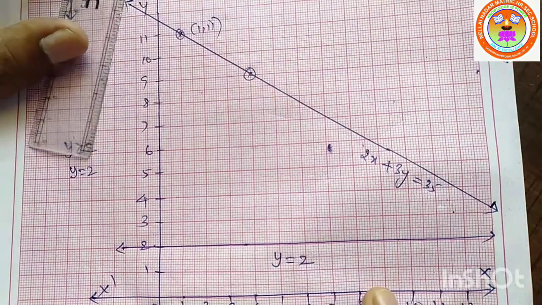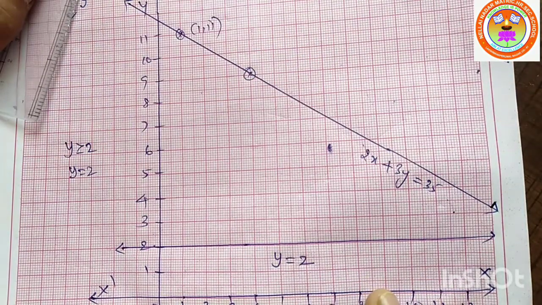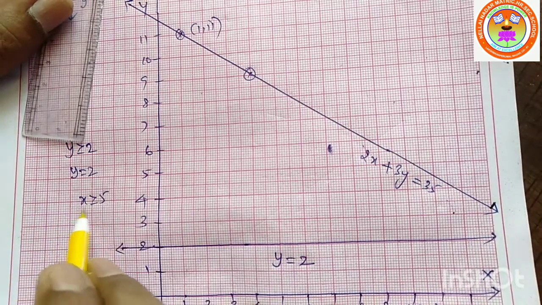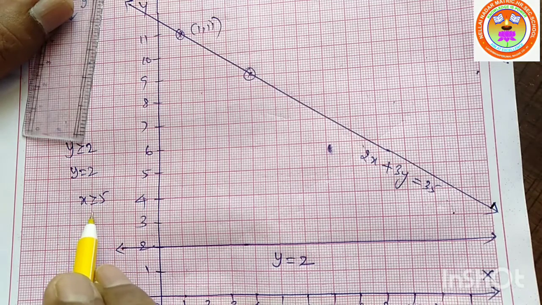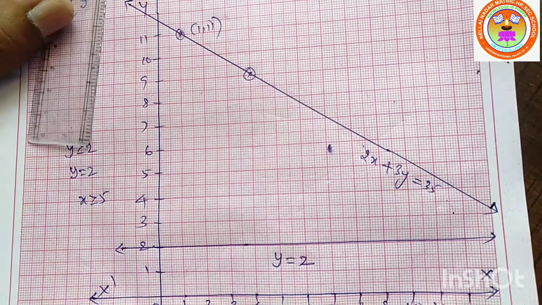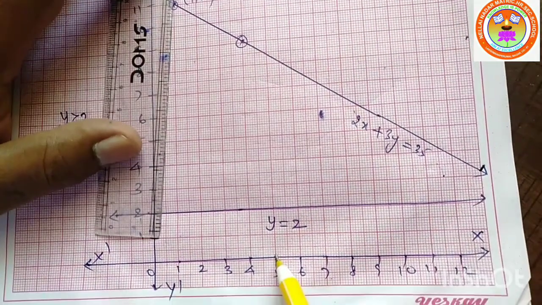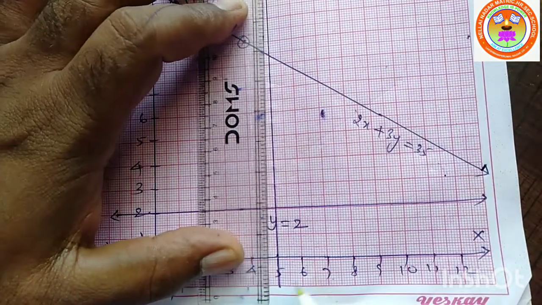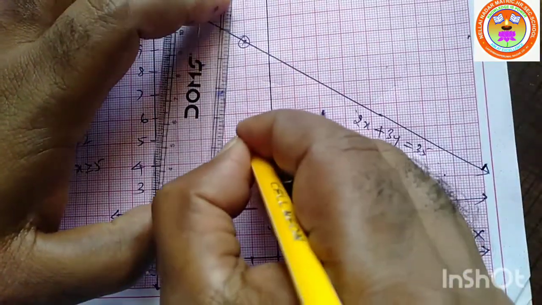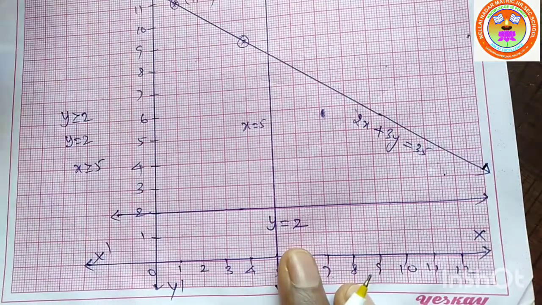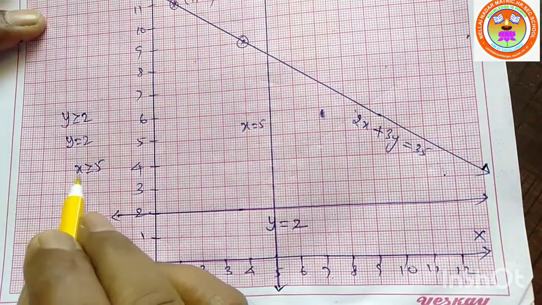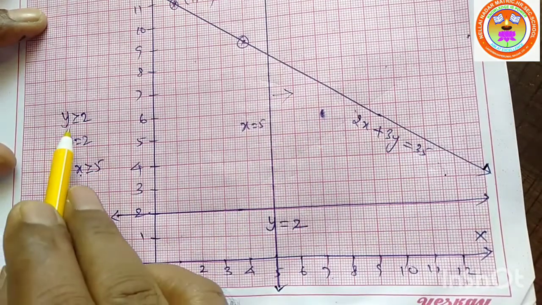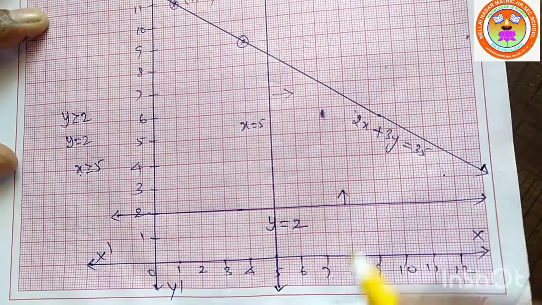Now the third one, x is greater than or equal to 5. Draw one line passing through x is equal to 5. Here is x is equal to 5. This line is parallel to the y-axis. So this line represents x is equal to 5. See the condition now. x is greater than or equal to 5 means the right side of this line. y is greater than or equal to 2 means the upper side of its line.